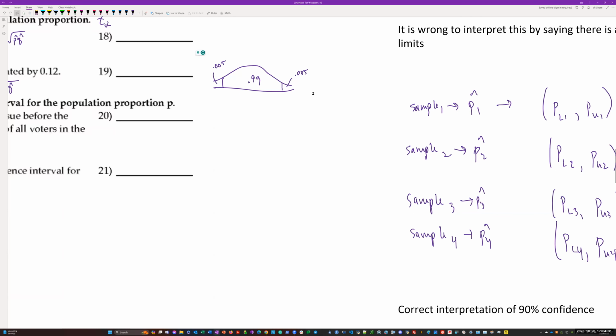Is that correct? What did alpha mean though? What did we say alpha was? We said alpha was the parts over here and over here. We called that the alpha region. Then each one of them would be alpha over 2 if it's symmetric. Is that correct? Does that make sense?